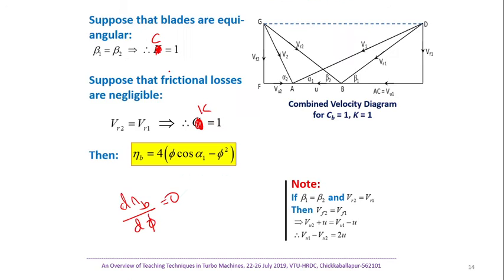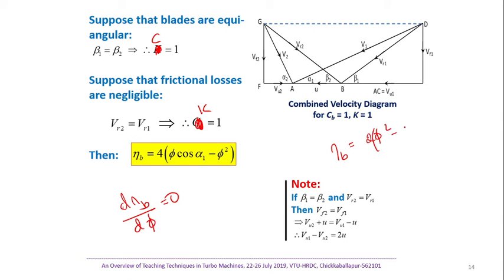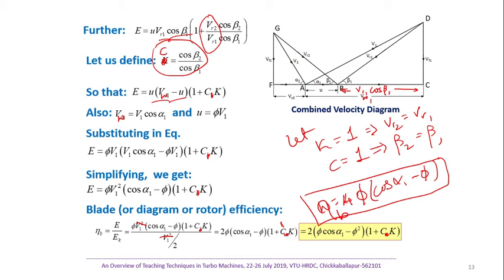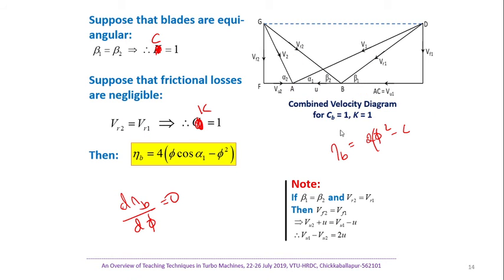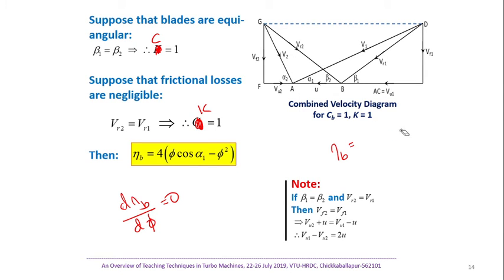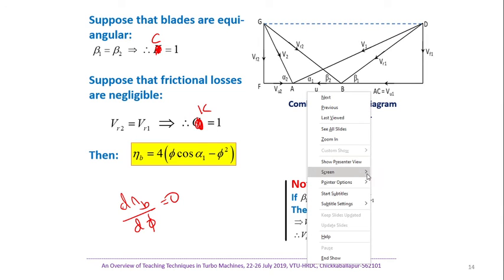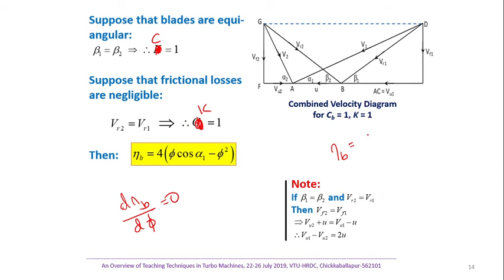Okay, so what is remaining here? I will just do this here only. So eta_b is equal to 2 phi, what is it? 2 phi cos alpha 1 minus phi, or 2 into phi square... Okay, so 2 phi (cos alpha 1 minus phi) square into (1 plus kc).